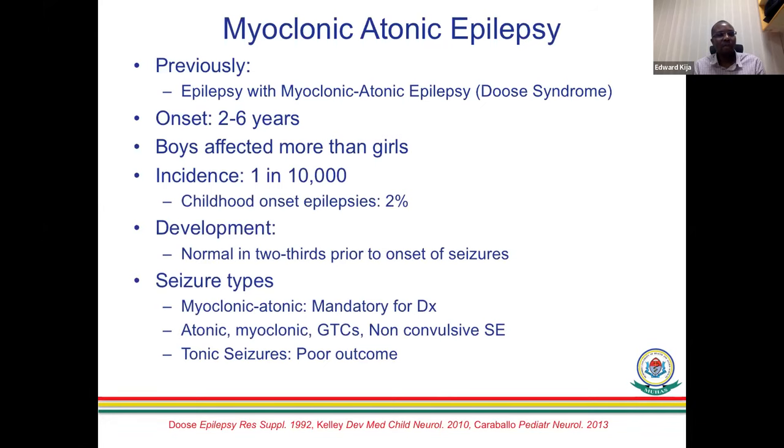With myoclonic atonic epilepsy, development is usually normal in 2/3 prior to the onset of seizures. The classic seizure type which presents with this DEE is the myoclonic atonic seizure, which is mandatory for the diagnosis of this condition. Other seizure types that may be present include myoclonic, atonic, as well as generalized tonic-clonic seizures. These patients may also present with non-convulsive status epilepticus. When they do present with tonic seizures, this usually is a marker of a poor outcome.